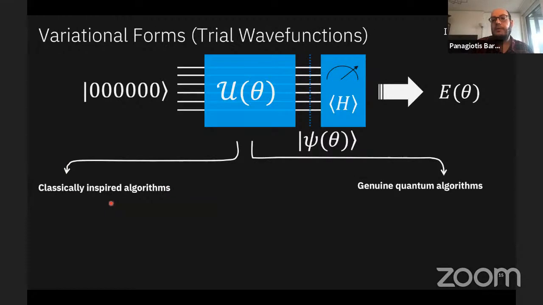In general, you start from an initial state that can be either the 0 state or any other state, and you apply a unitary operation parameterized by the variational parameters theta. The way that this unitary is created can be either from classically inspired algorithms, meaning that you take classical algorithms like the unitary coupled cluster and try to translate them into the language of quantum computers, or it can be genuine quantum algorithms that are tailored and made for the available hardware and for the near-term quantum devices.